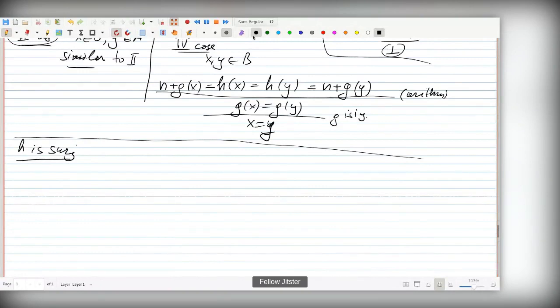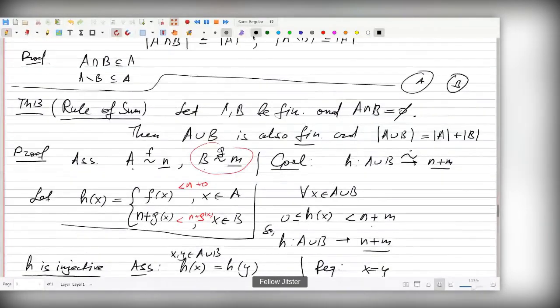h is surjective. What do I need? I want to prove the following. For every number k from n plus m underlined, there exists x in either A or B such that h of x equals k. How can one obtain this number? By the way, why was it important that A and B were disjoint? This was important for functionality of this function. You know, x either belongs to A or to B, but not to both these sets. Okay.